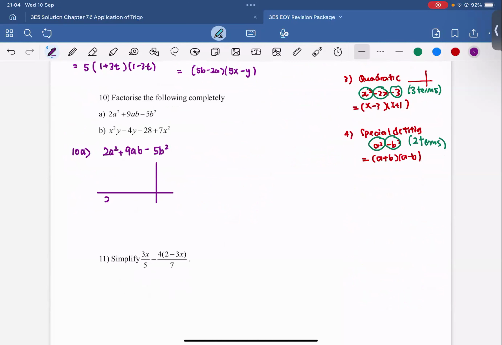So this is 2a squared, this is minus 5b squared, this is plus 9ab. Okay, so 2a is very straightforward, 2a and a. 5b is also pretty straightforward, it's either 5b and b or b and 5b. So you want to make 9, obviously you need the 2 times 5 becomes 10. So this is 10ab, this is ab. I want to be positive, so this must be plus, this must be minus. So when you factorize, 2a minus b, a plus 5b.